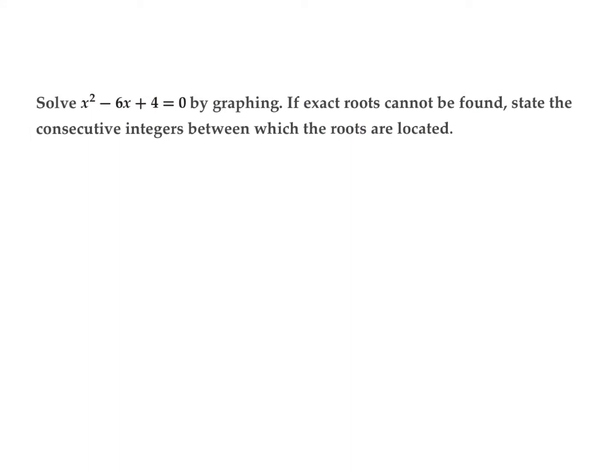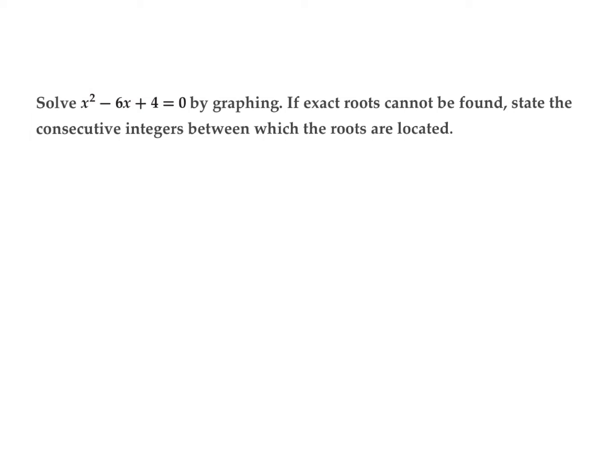Okay, so go ahead and get that in your notes. And then we'll talk a little bit more about what this equation means. All right, so in these directions it says, if exact roots cannot be found, state the consecutive integers between which the roots are located. So if it's not an exact value, we're not going to try to figure out with our graphing calculator what the solution is because it's going to be an approximation. So instead what we're going to do is we're going to stay in between 7 and 8, in between -1 and -2 or something like that, okay?